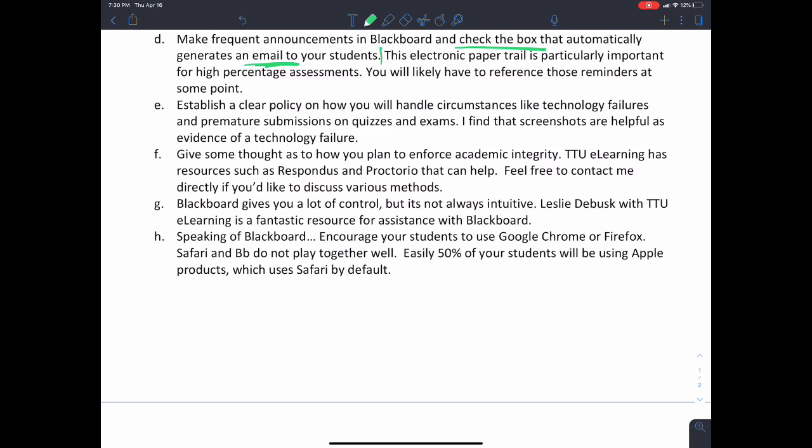Now, the other part of this is that this establishes an electronic paper trail that's particularly important for high percentage assessments, because you will likely have to reference those reminders at some point. Again, probably not a matter of if, but rather a point of when.